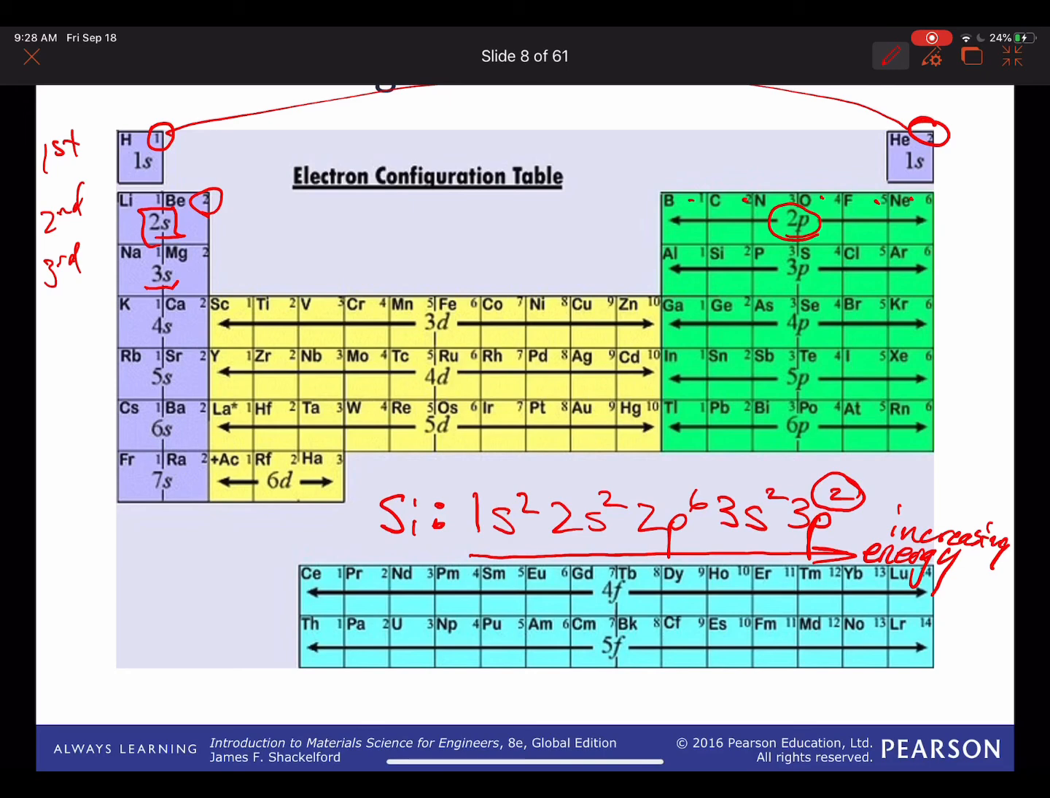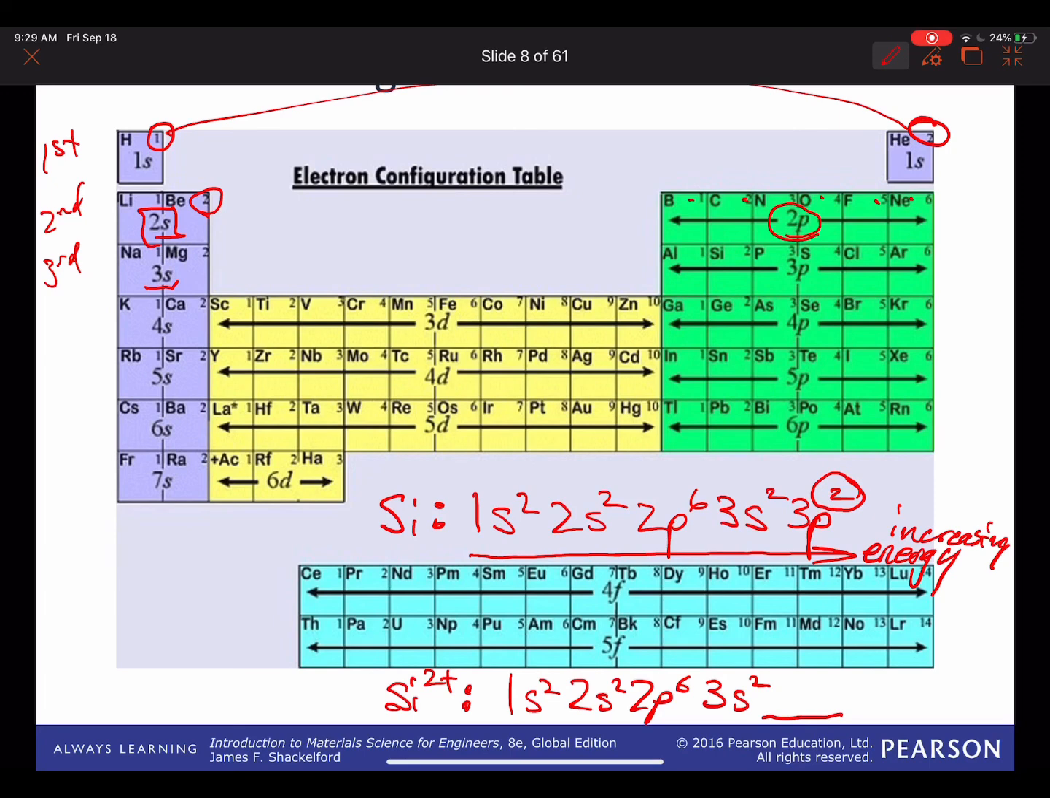So in a certain reaction, if 2 electrons were to remove themselves from silicon, it would be these 2 electrons that would remove. And so a silicon 2+, if possible, would have an electron configuration of 1s2, 2s2, 2p6, 3s2, and then empty p orbitals given the reaction.